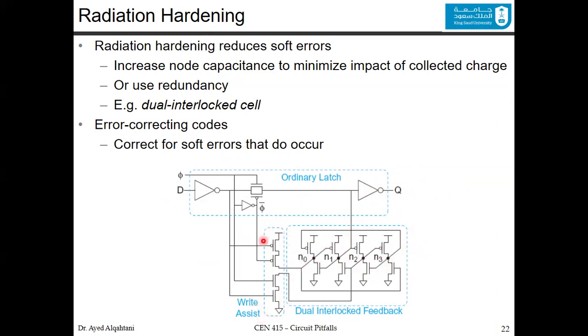And you have the right assist circuit as well. You can see that from here, it's connected to this path, and from there, it's connected over here. This way, you increase the node capacitance and minimize the impact of the collected charge if you got hit by an ion where a software error could happen. So this way we harden the latch.